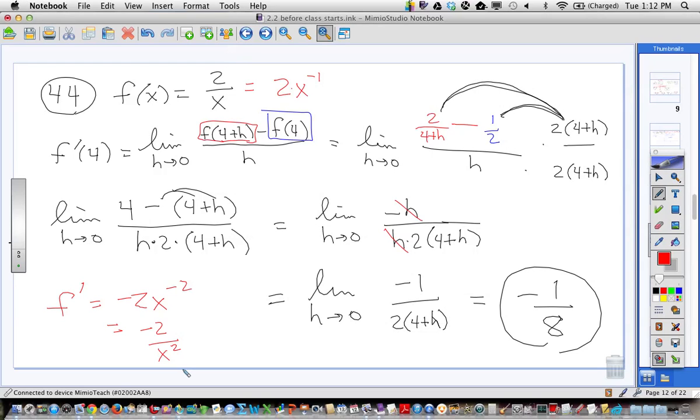And we were doing the derivative at 4. So now put a 4 in for x. 4 squared is 16. Negative 2/16. See what we could have done. Well, I told you it was a long way and they can get a shortcut.